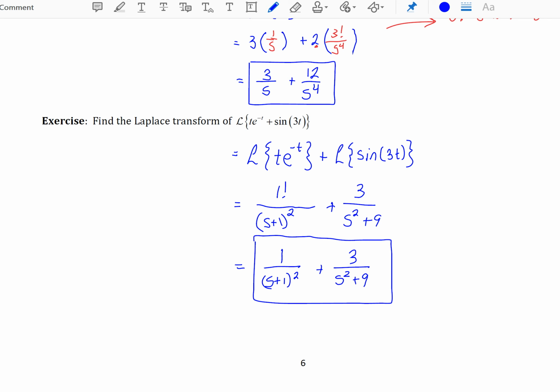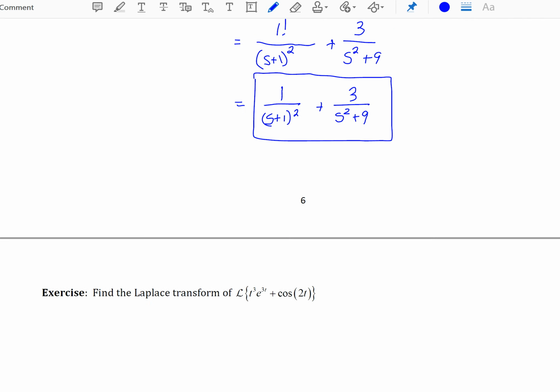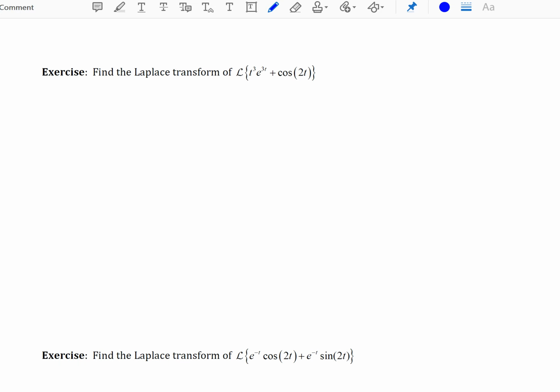Okay, I have two more examples for you. And I'd like to give you a moment to rewrite both of these using your table of Laplace transforms and the linearity of the Laplace transform. So if you could pause your video and look at these two Laplace transforms. I'll see you in a moment. Okay, I hope you paused your video. Let's see how we did.